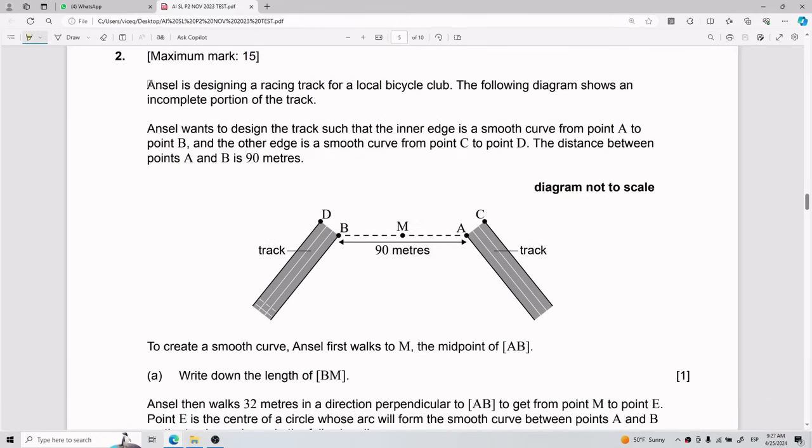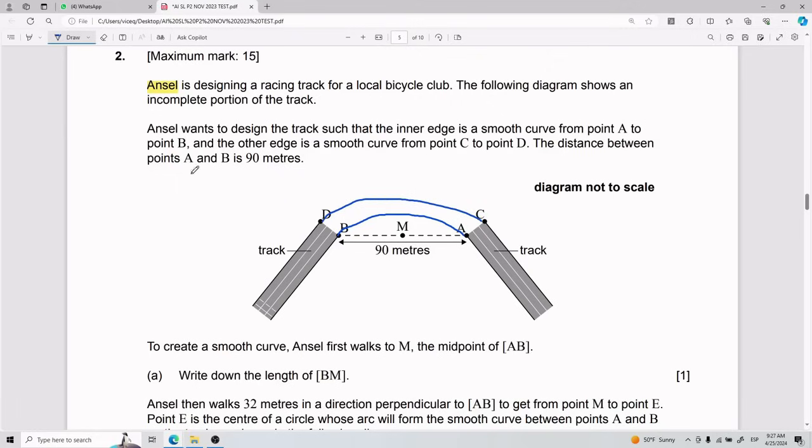Number 2, we have our good old friend Ansel, who is designing a racing track for a local bicycle club. The following diagram shows an incomplete portion of the track. And so clearly the incomplete portion is something that goes like this in order to connect the two tracks, right? And so Ansel wants to design the track such that the inner edge is a smooth curve from point A to B, which is what I put earlier, and the other edge is a smooth curve from point C to D.